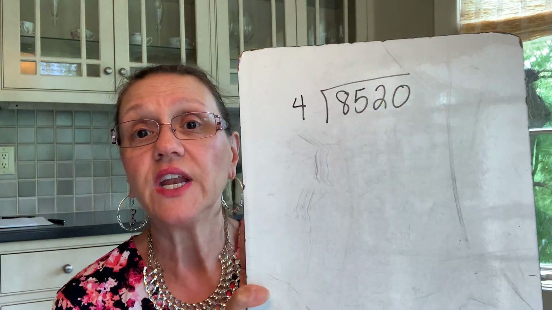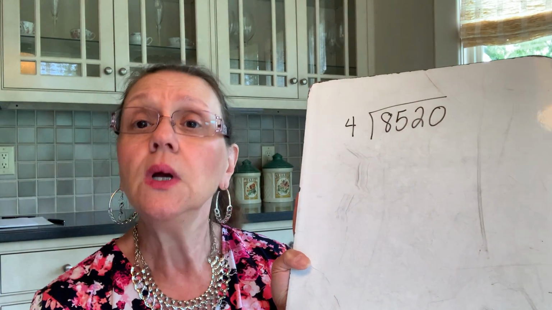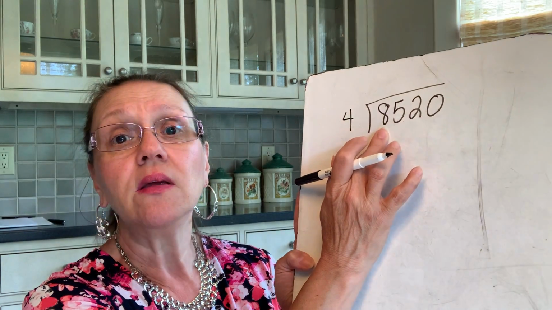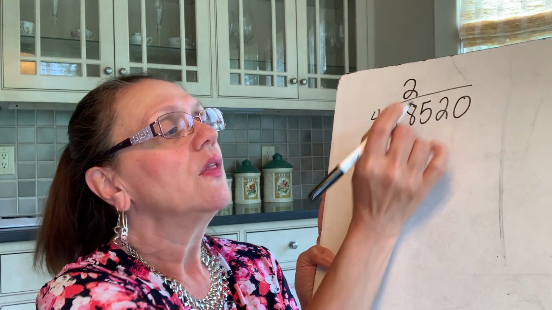So I'm going to give you an example. I'm going to do this one with long division. This one has a 4-digit dividend and a 1-digit divisor. So we start out by dividing. How many times does 4 go into 8? We put our quotient up above the 8.